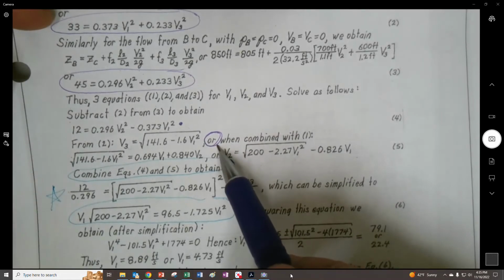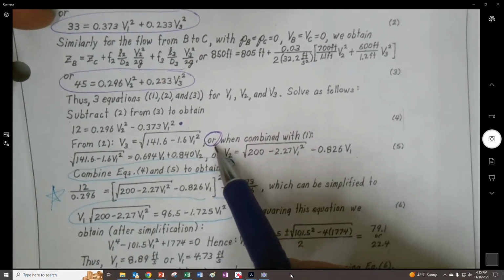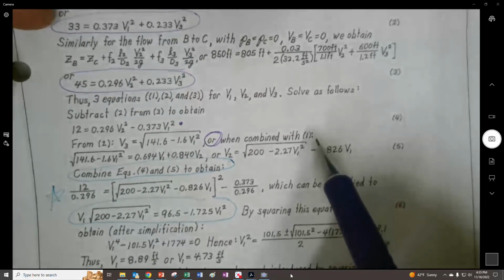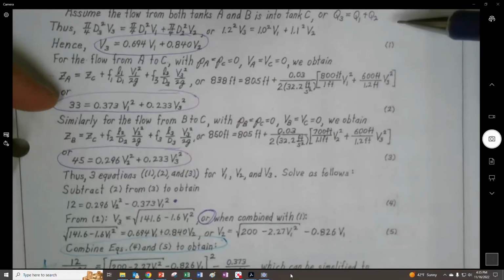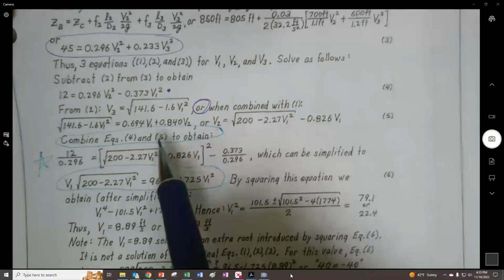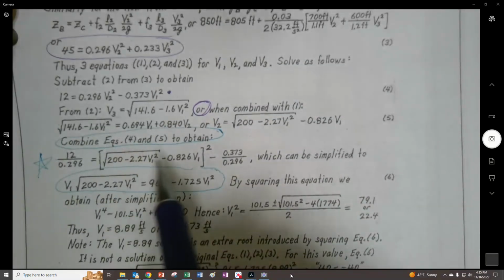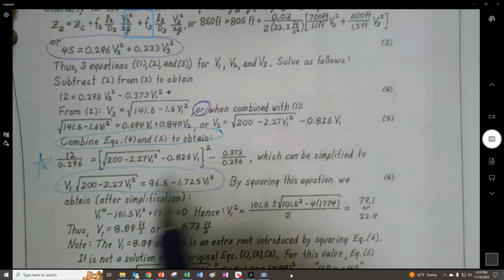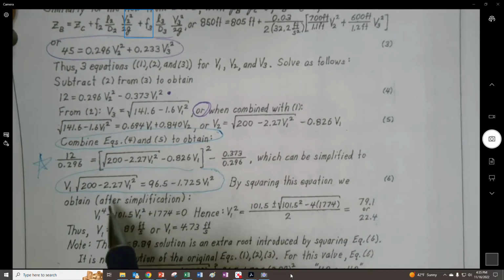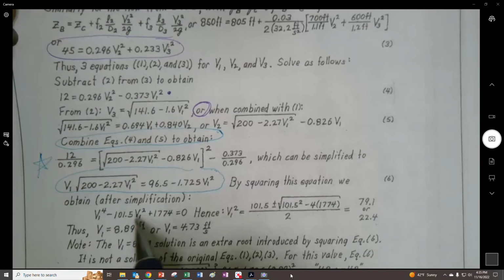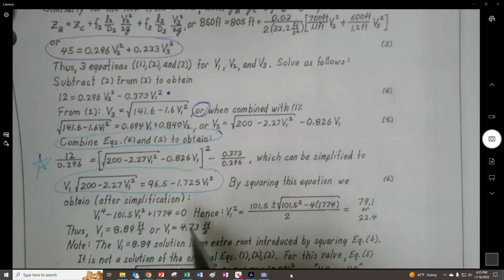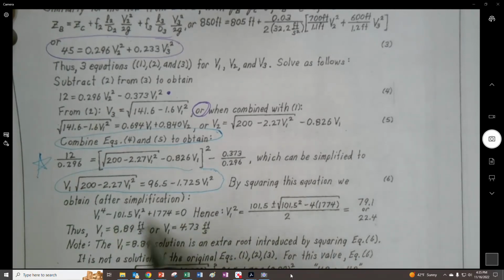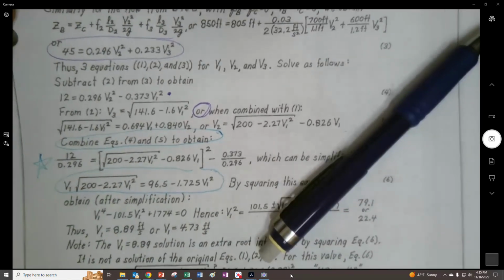Now it says "or," and I was like, well, what do you mean "or"? And then "when combined with 1," and I get totally lost. What do you mean by that, to combine it with 1? And then they said, okay, let's just assume that I could get to this spot right here, which can be simplified to this. Then they square that equation after simplification and get to this thing to the 4th. Then they take the quadratic equation of the thing, and they say, voila, that's the answer.